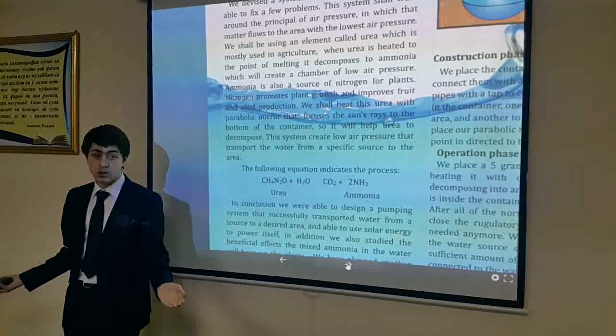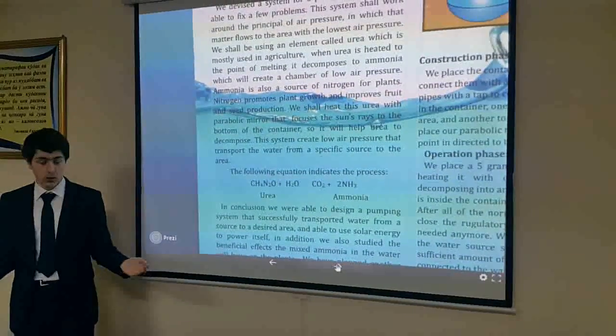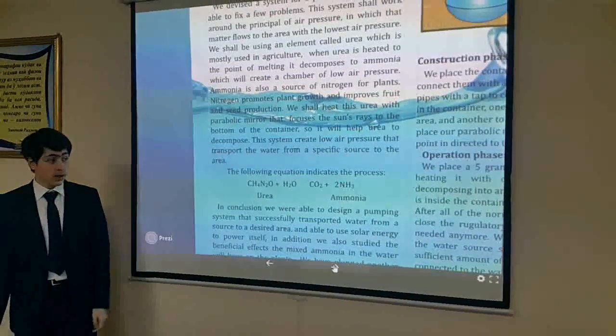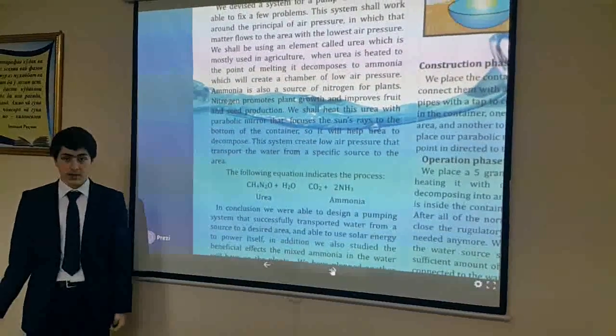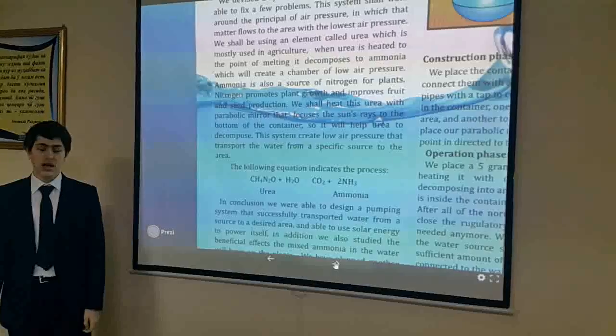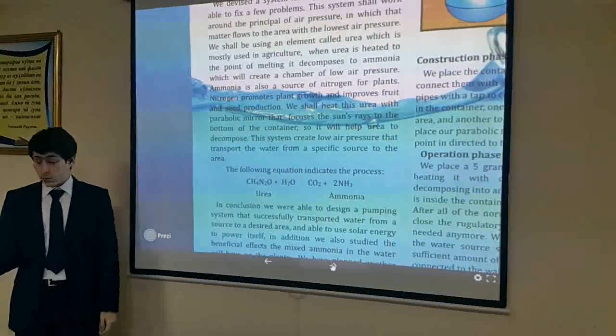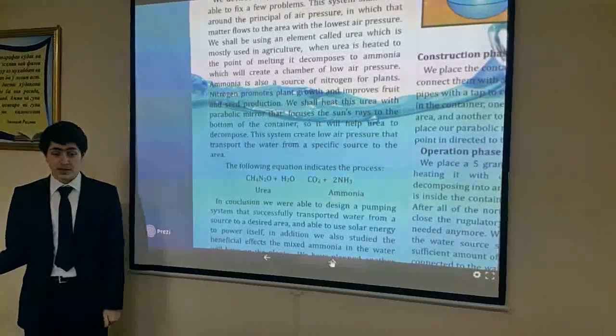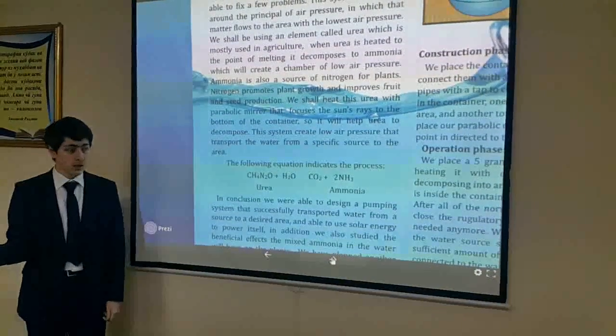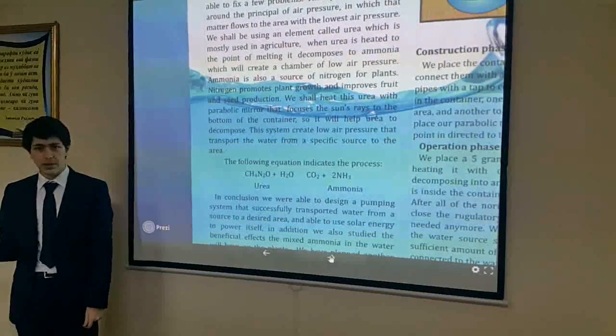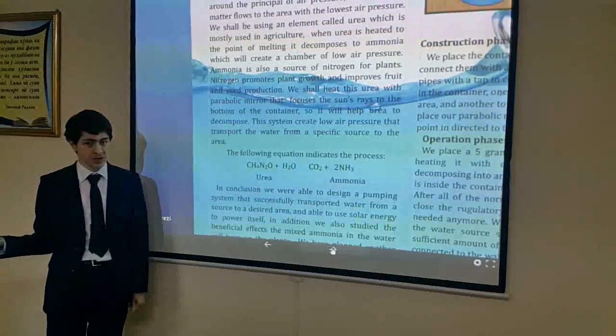How shall we make a low air pressure chamber? We shall be using a common element that's called urea. It's mostly used in agriculture, but is present in many places. One of the places that urea is present in is even in our urine. So how will urea be effective in creating a low air pressure chamber?